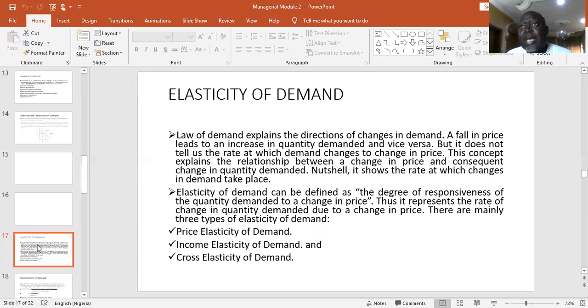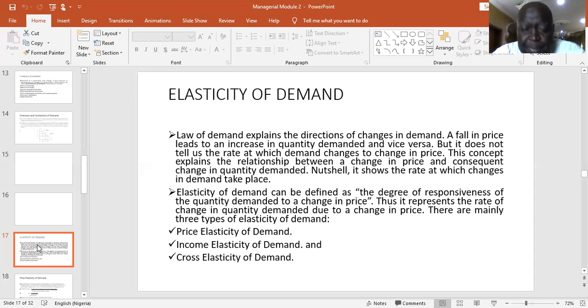That's what elasticity does. And that's one of the most important concepts in managerial economics, because managerial decision is based on the elasticity of demand for the commodity the firm is producing and selling. The law of demand explains the direction of change in demand. A fall in price leads to an increase in quantity demanded, and vice versa. But it does not tell us the rate at which demand changes with change in price. The concept of elasticity explains the relationship between a change in price and the consequent change in quantity demanded. In a nutshell, it shows the rate at which changes in demand take place.